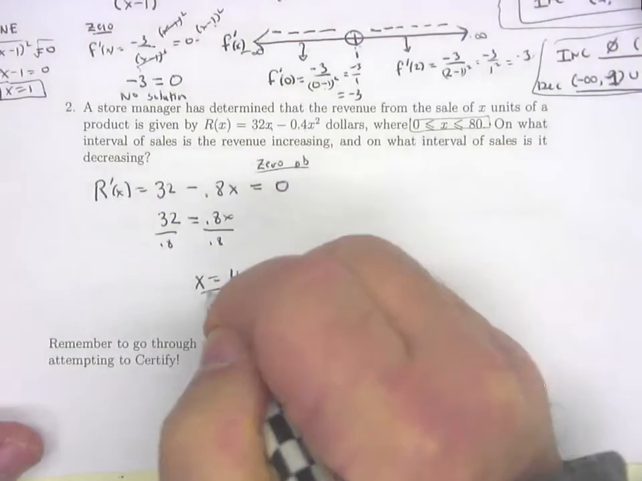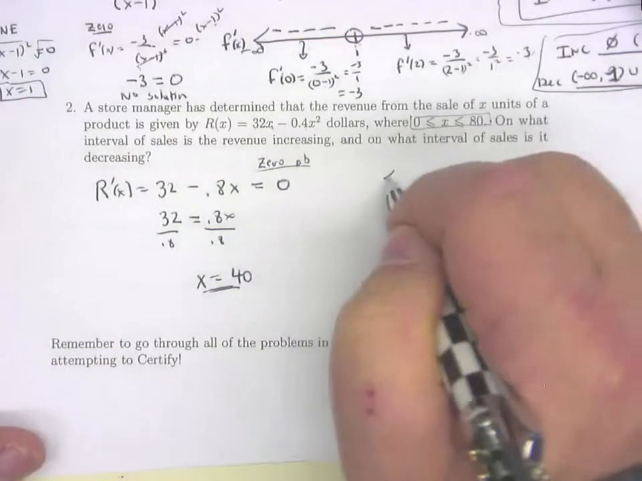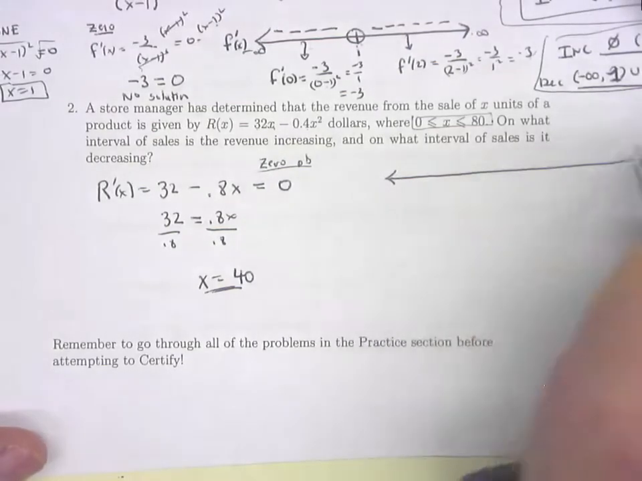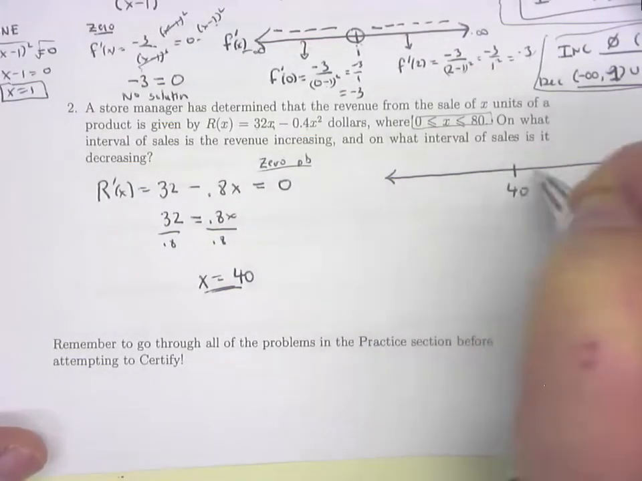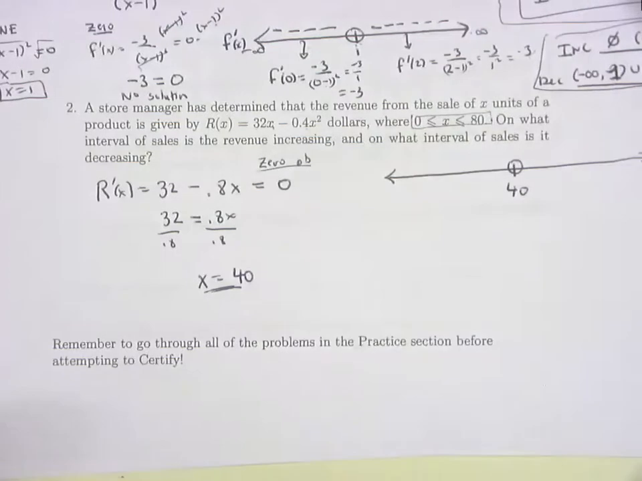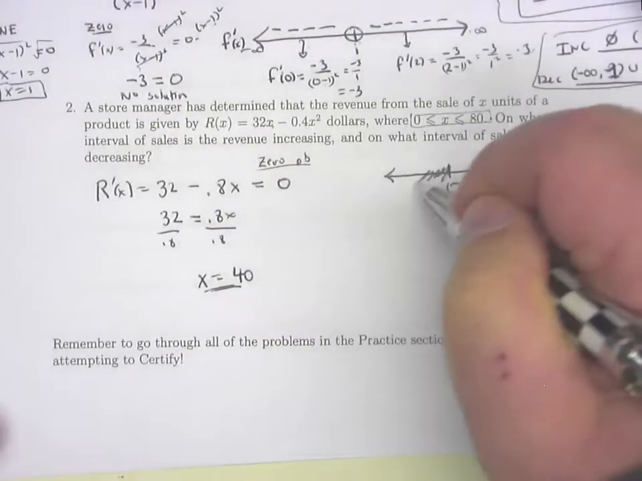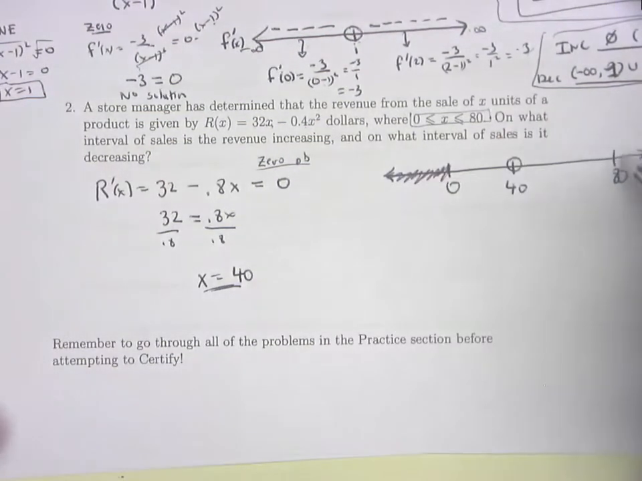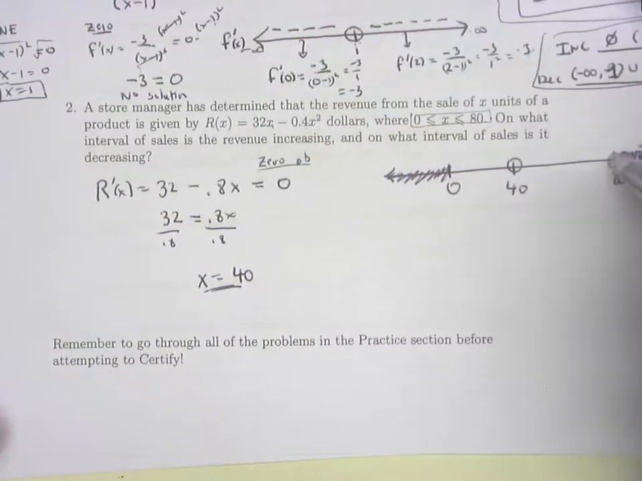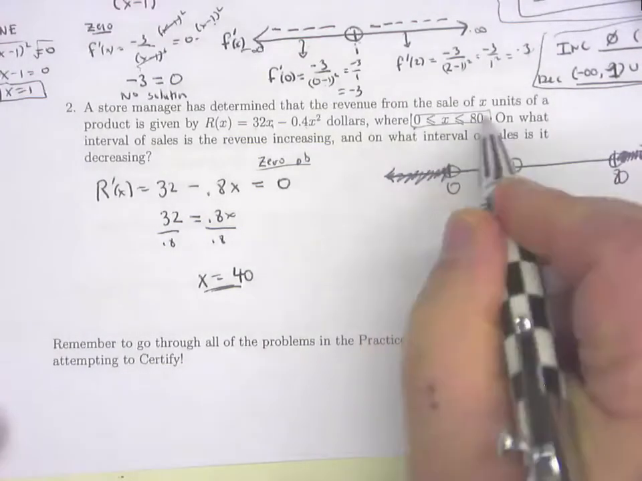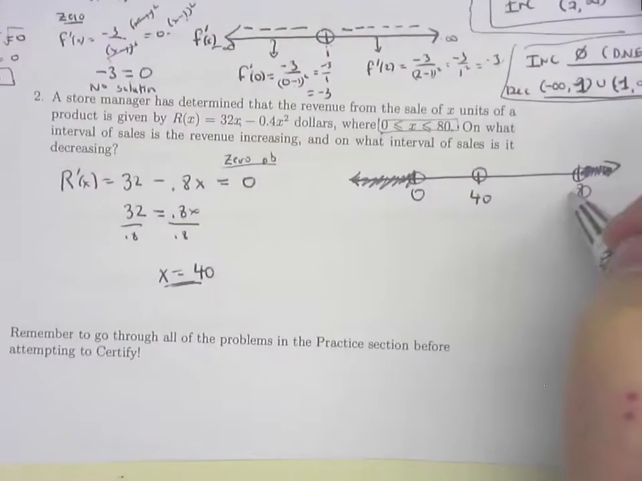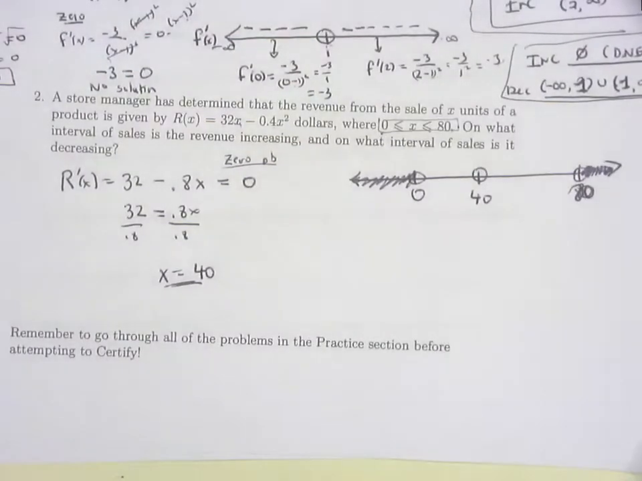X equals 40. So to find my intervals of increase and decrease, I'm going to draw my number line. I'm going to put 40 on my number line, because that's where my derivative is equal to 0. But I'm also going to put something else on my number line: the values where the function is defined. And what is that? Between 0 and 80. I'm just going to mark through less than 0 and greater than 80, because I don't care about those. So I'm going to put my 0 and 80 on this number line, because that's where my function is defined to be. Does that make sense?